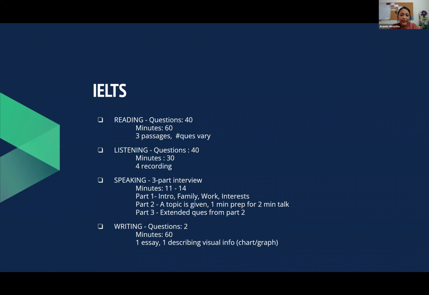Similarly, in speaking, it is a 3-part interview that you will have to accomplish. The part one, which is an intro to your family, yourself, your work and interests. So it's basically a general introduction.